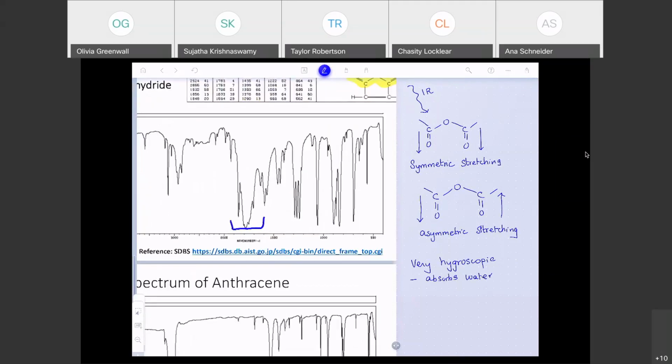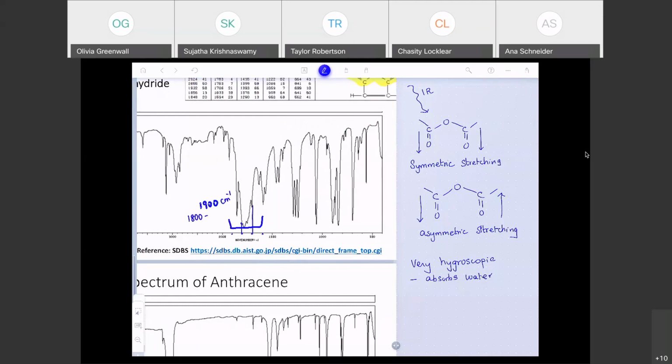If you really look at it carefully, you should see this is probably 1600, 1700, 1800, 1900. So you're seeing a peak at approximately 1900, and then a broad peak that kind of goes from 1800 to 1700. So those are your anhydride peaks, broader than usual. You just can't help it. Maleic anhydride tends to absorb water as you run the IR.